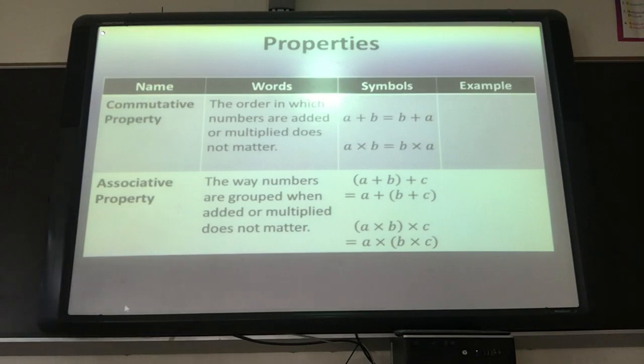There are 5 different properties that we're going to be looking at in this lesson. The first 2 are up here on the board, the commutative property and the associative property. Pause the video and get these 2 properties down, and then we'll talk about them and get the examples as well.